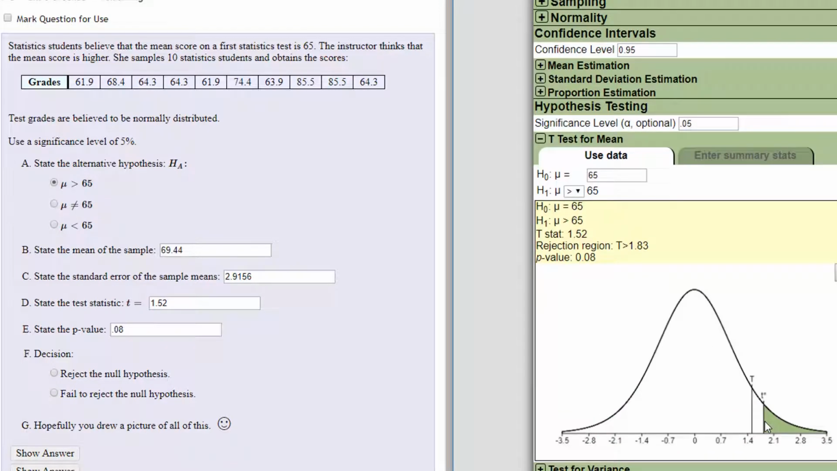If we look at the picture, we have the test statistic in here. This is within the realm of plausibility based on the null hypothesis. This would be like the extreme tail. We're not in the extreme tail with our test statistic, so the data that we've collected does not refute the null hypothesis. So we're going to fail to reject the null hypothesis. And it says hopefully you drew a picture. Well, this is a picture basically of the sampling distribution of the test statistic.